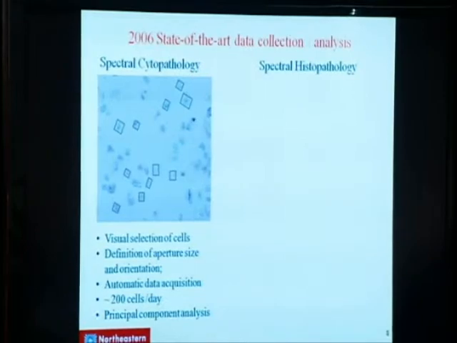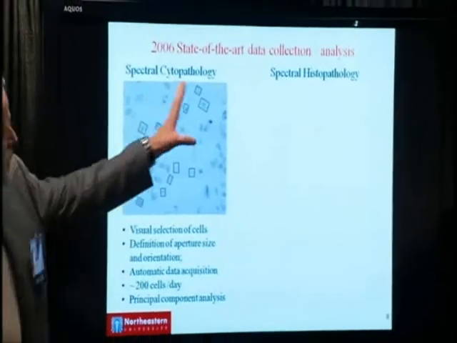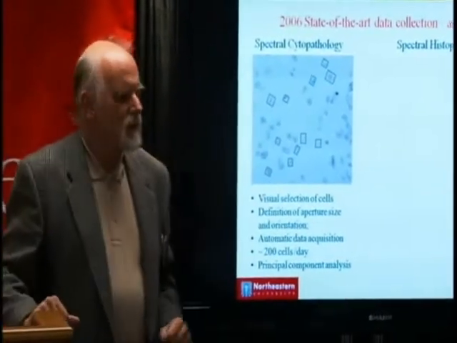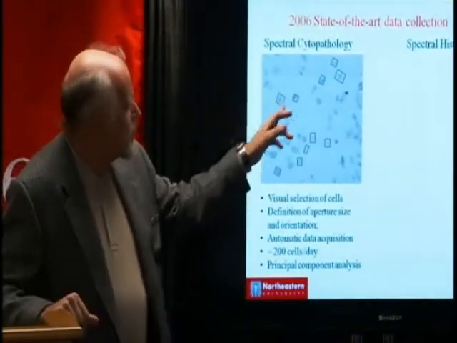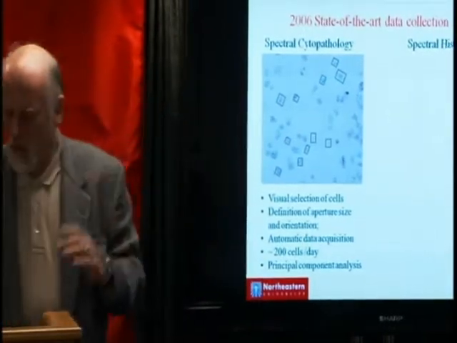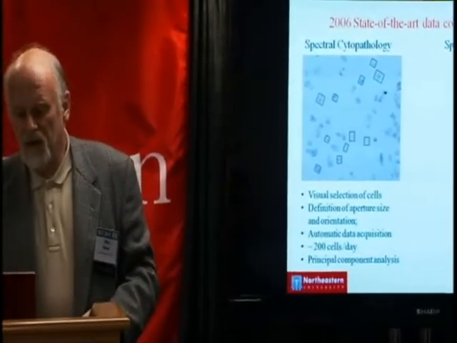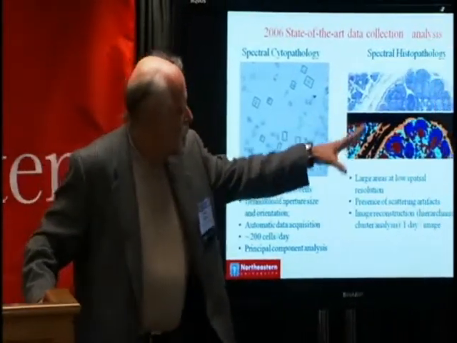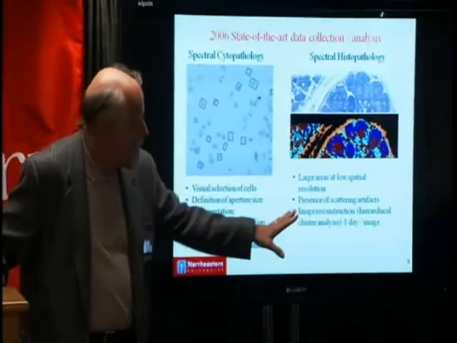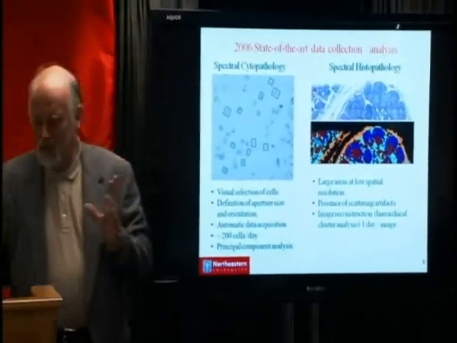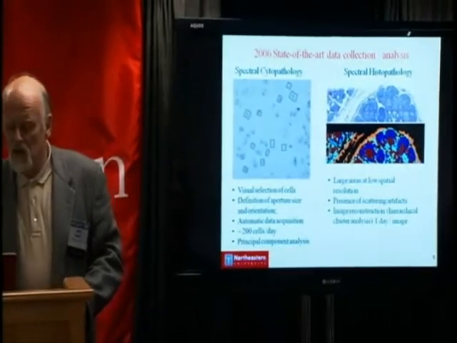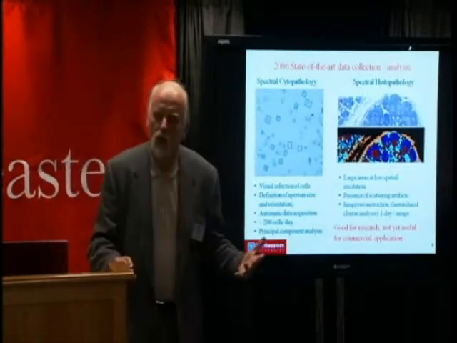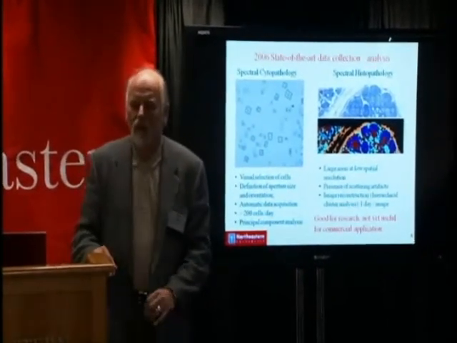The state of the art then was painfully slow. For example, in the cytology, we had to select individual cells, localize them in the microscope, put an aperture around them, orient the aperture, store all this information. We could do about 200 cells a day. In the tissue, we could perhaps collect 10,000 spectra, but it took us a day to analyze an image. So it was a very slow process, and it was obviously good as a research tool, but it was not ready for commercialization.